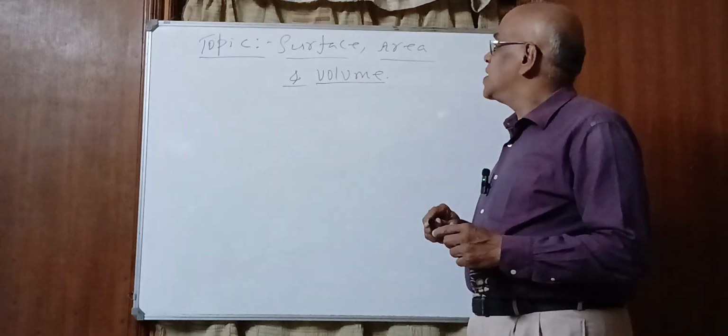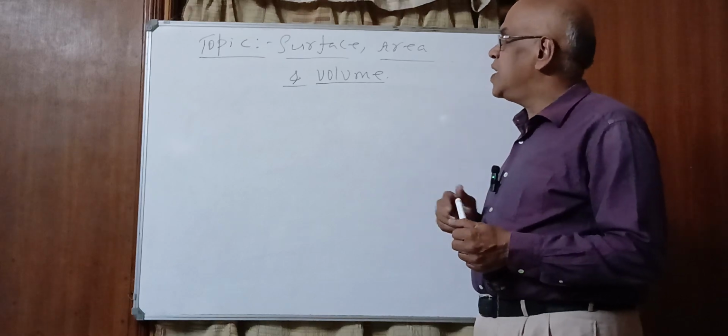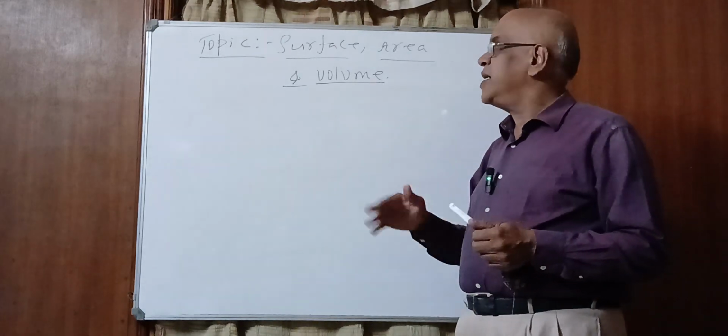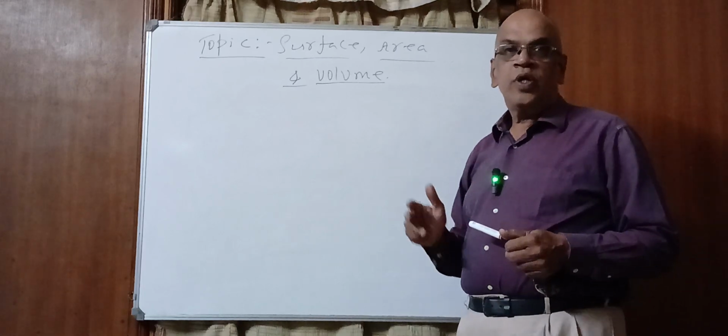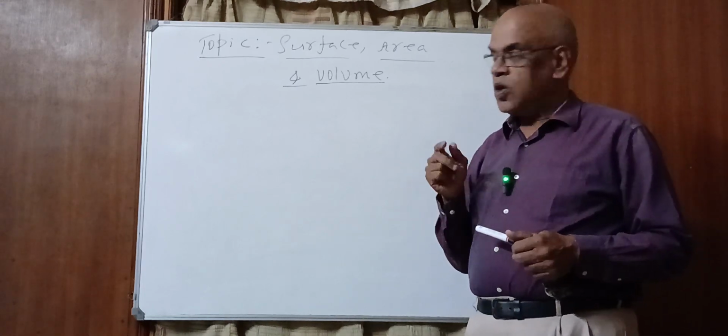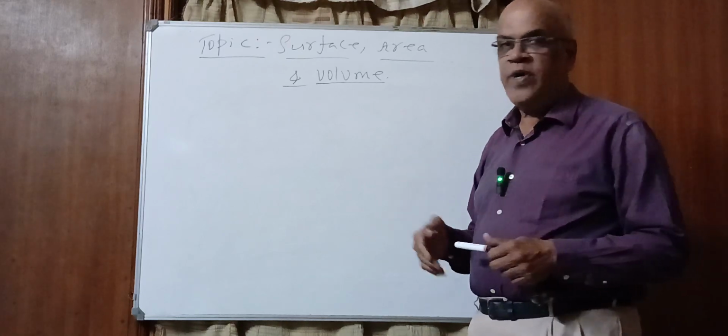Today's topic is surface area and volume. Now you must be wondering, you have already studied this in 10th standard, so what is the surface area and volume of? You have studied cube, cuboid, cylinder, cone, sphere, hemisphere. Now we will discuss one by one.